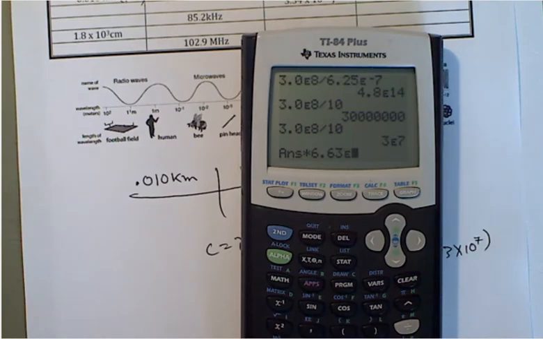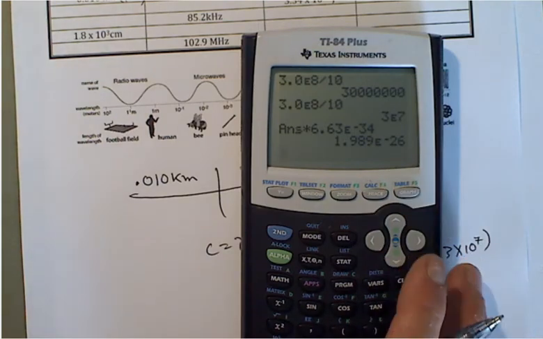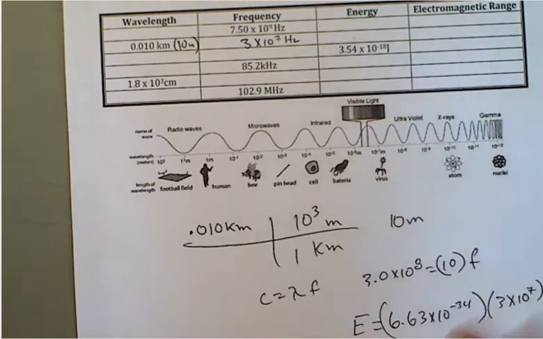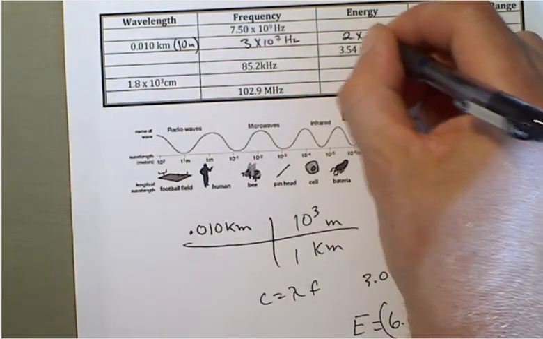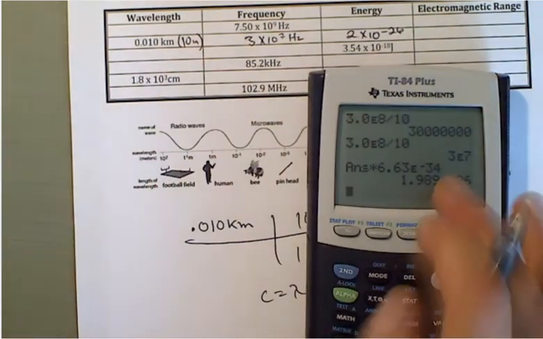6.63 times 10 to the negative 34th. And yep, that looks about right. And so my answer is 2. I'm going to have to round up to 2. I'm going to go 2 times 10 to the negative 26 for that one. There it is, right there.